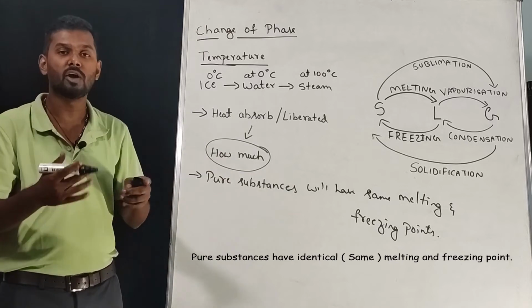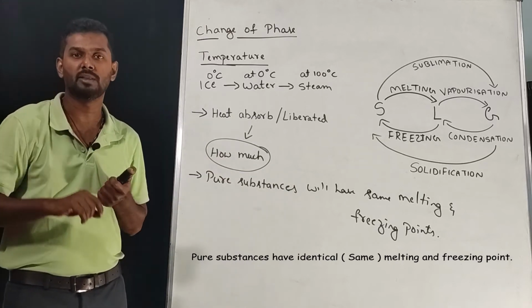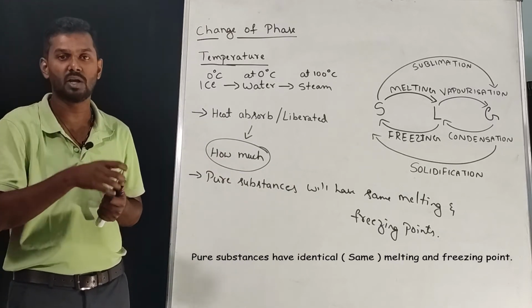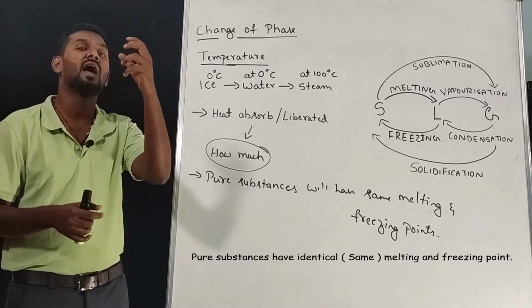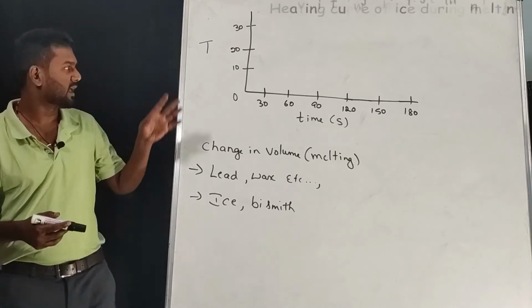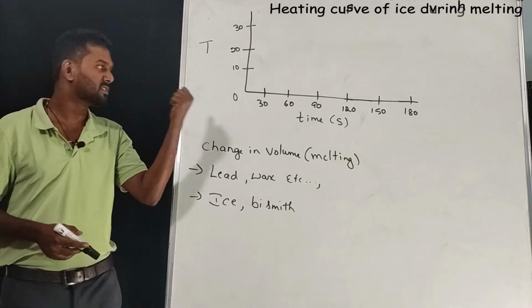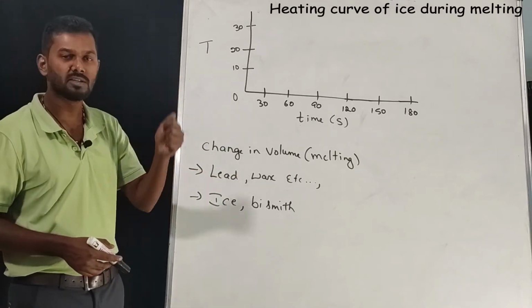So after this, now we are going to learn the graphical method. How can we understand the graph, so that whenever any graphical question comes in the board exam, we can easily analyze it. Now we'll understand the graph during the melting. That is nothing but the heating curve of ice during melting.